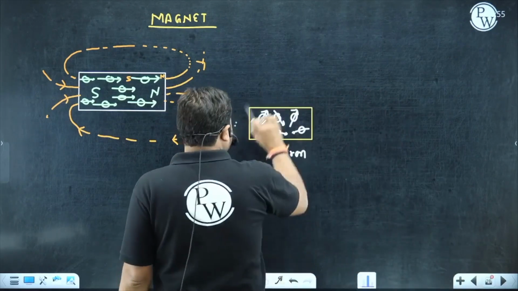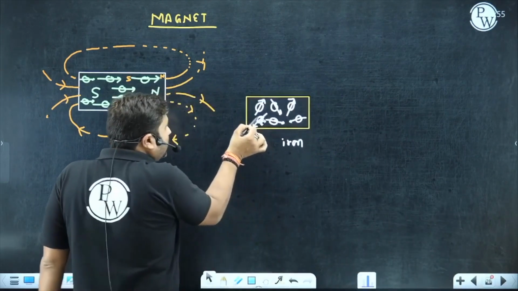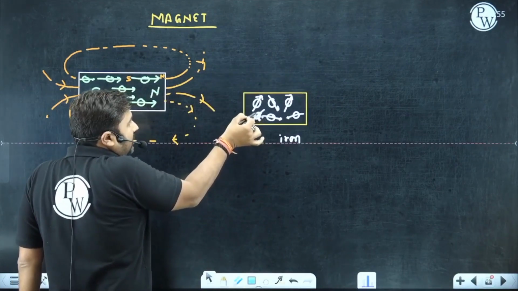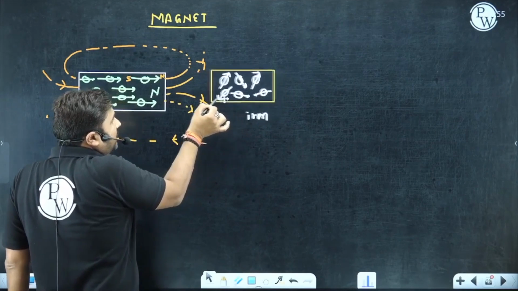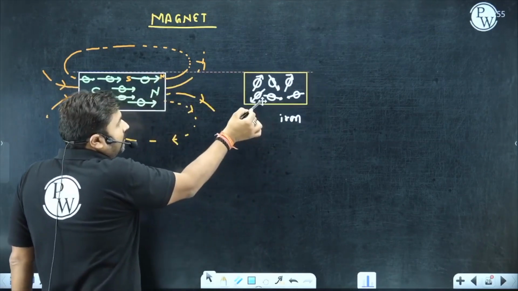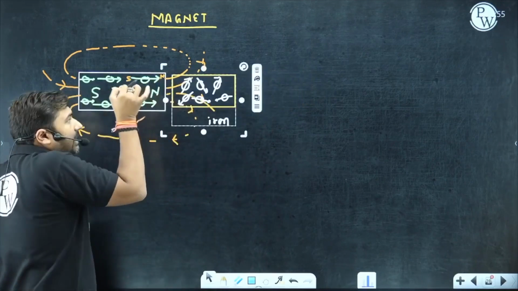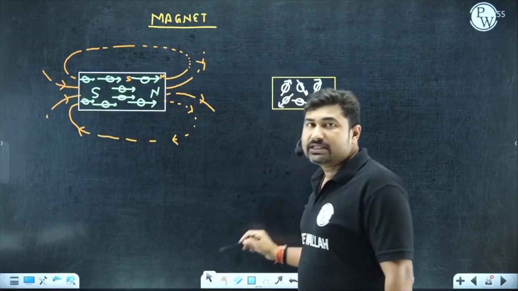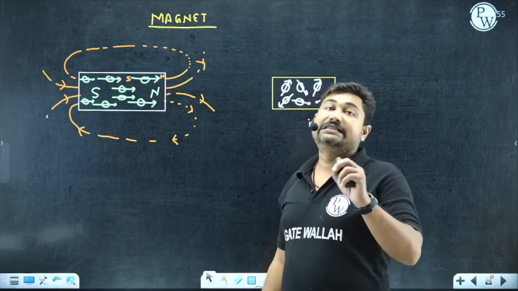When I put it close to the magnet, what happened? When you put this iron close to the magnet, it is going to be attracted towards the magnet. Why, sir? Because magnetic lines of force always try to flow through the low reluctance path.